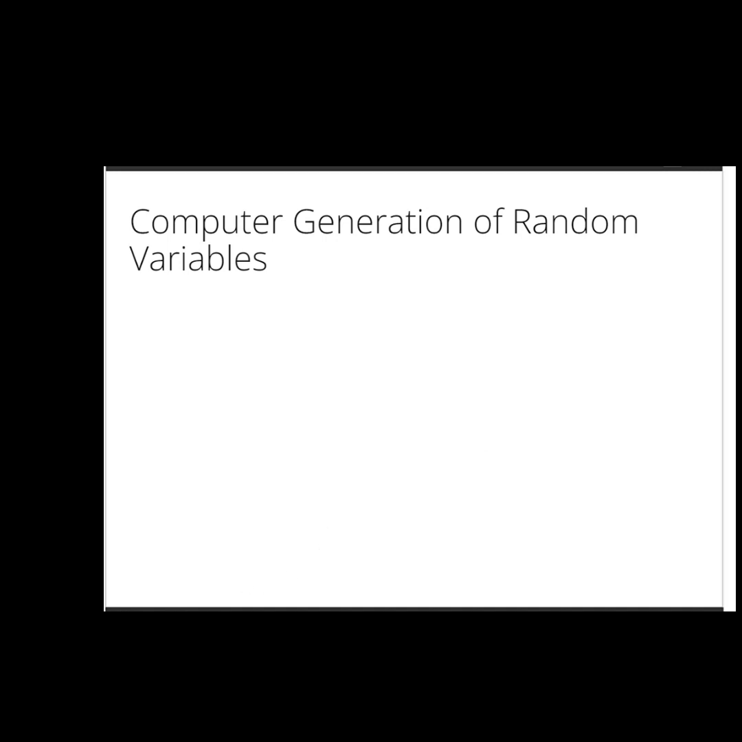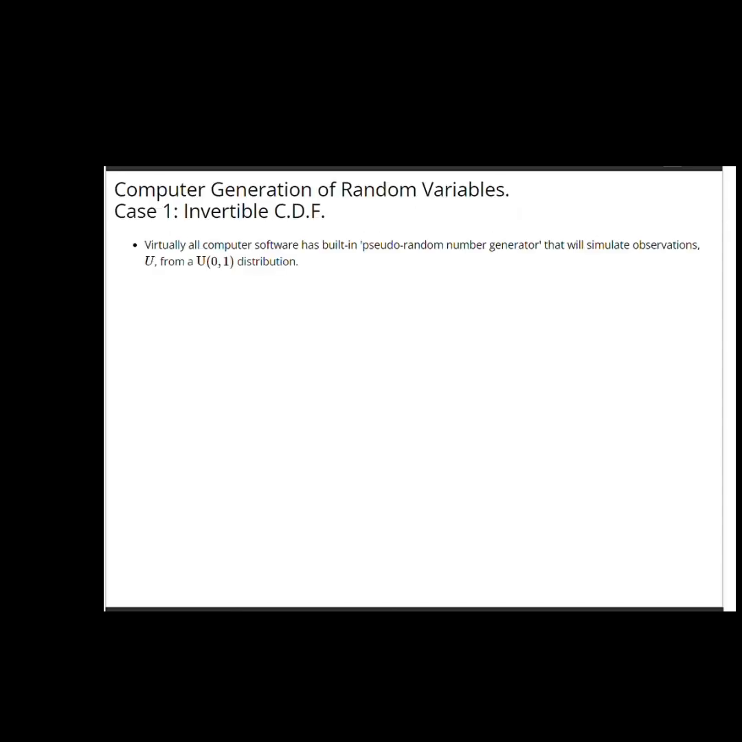Computer generation of random variables. Virtually all modern technology has built into it some form of computer simulation, everything from weather forecasting to machine learning. And such simulation requires that we be able to generate random variables with a given distribution.